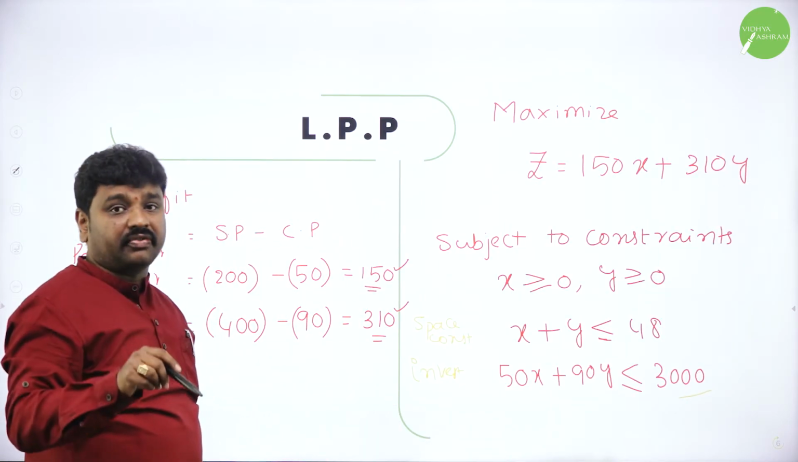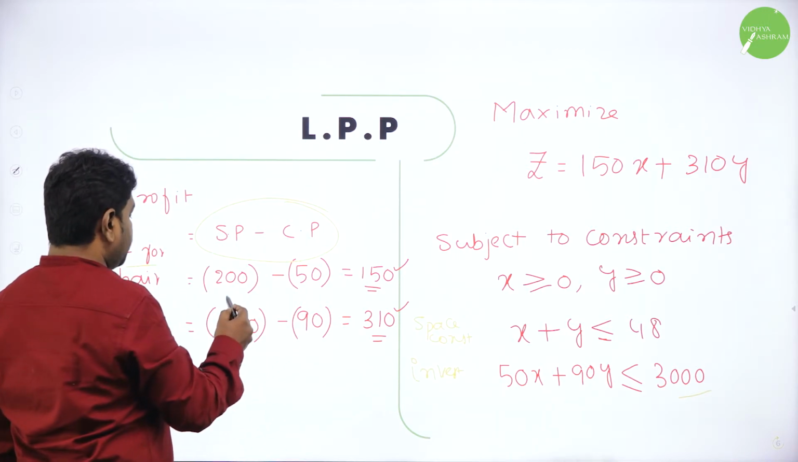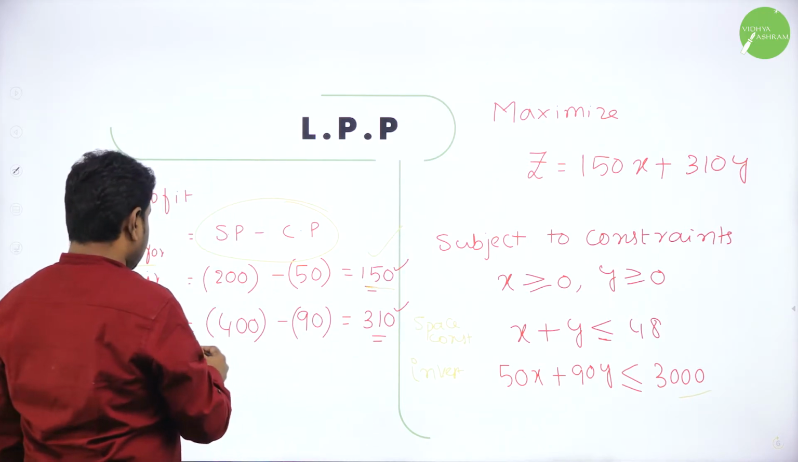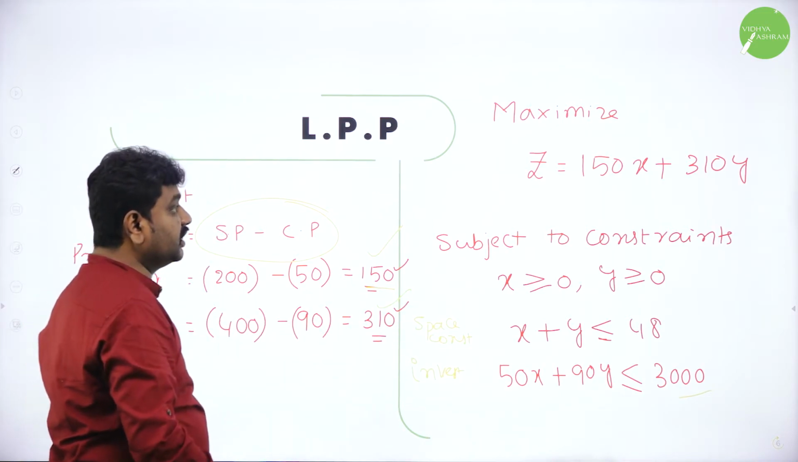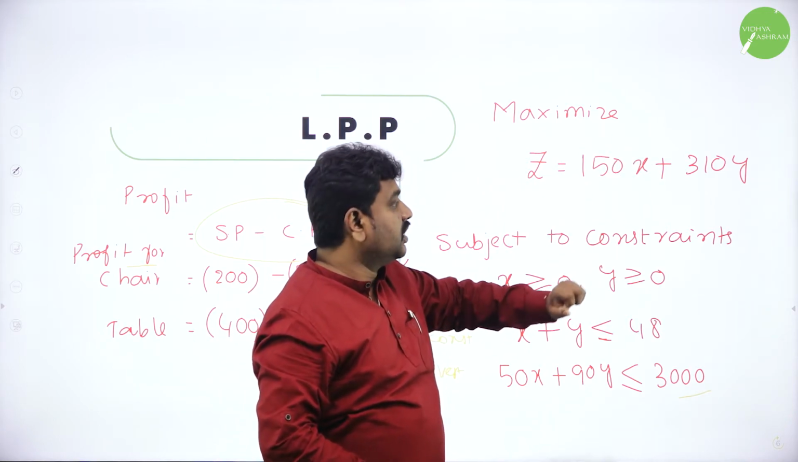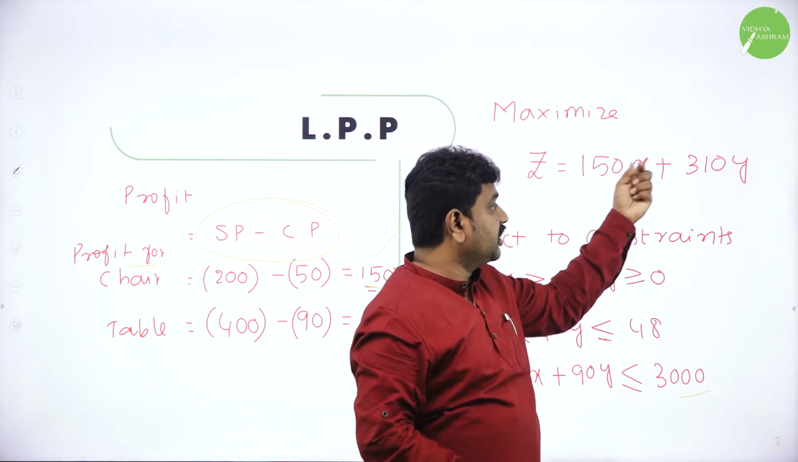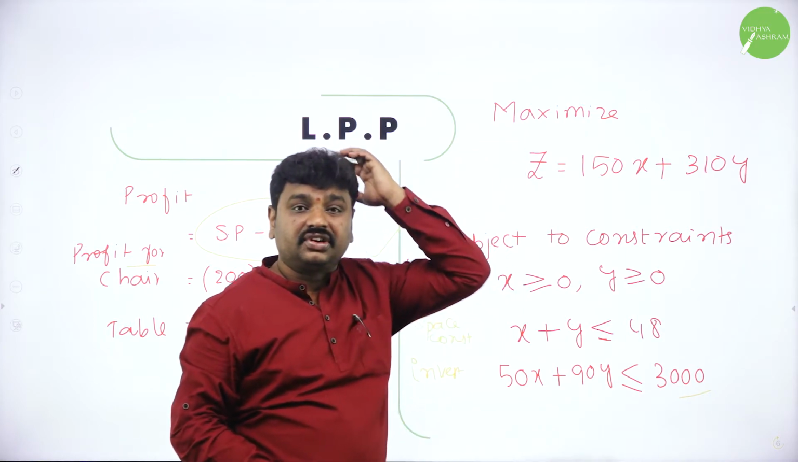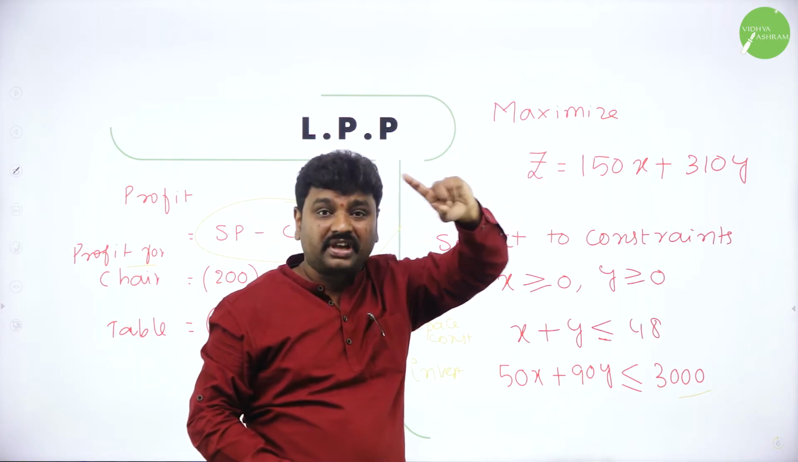So first calculate the profit. How to calculate profit? You know, selling price minus cost price gives you profit. Selling price minus cost price for a chair gives you 150. 150 is the profit of a chair, and selling price minus cost price of a table gives the profit of a table, which is 310. So for one chair, 150 rupees. For x chairs, 150x is the profit of chairs, and 310y is the profit of tables. Total profit is 150x plus 310y, and that is z. Z should be maximized. They want you to maximize the profit.